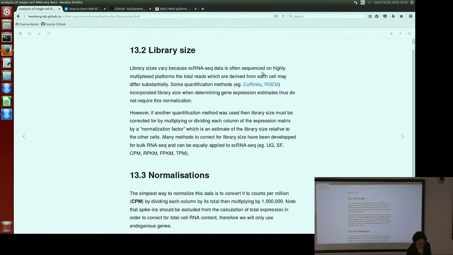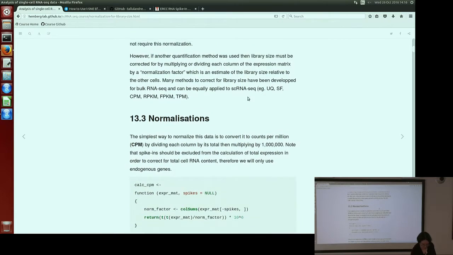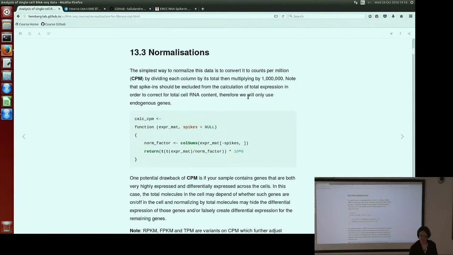There are many different ways of doing this. The reason this is a problem is because we're sequencing on multiplexed platforms, so you get random amounts of reads being attributed to each cell. If you're just counting the number of reads per gene, you are going to have to correct for library size. But if you use, for instance, Cufflinks or RSEM to get FPKMs or TPMs, they've already corrected for library size for you, so you don't need to do that. But most of the time you want to get your read counts or your unique molecular identifier counts, and then you need to normalize for library size yourself.